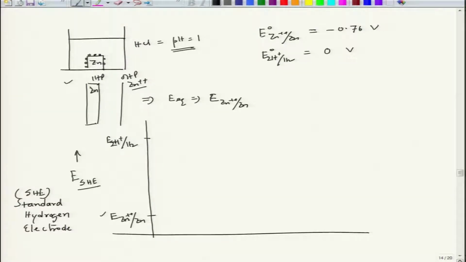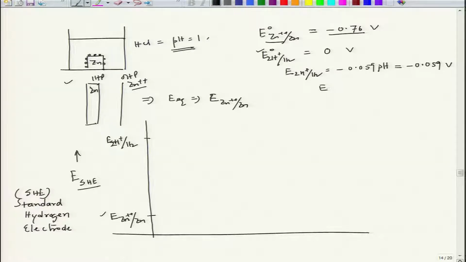But since it is not a standard condition, we have some pH 1. So, in this case the potential will not be the same as this; it would be minus 0.059 pH, which is 0.059 volt. And in this case we are not maintaining zinc ion concentration to be 1, rather it is much lower than that. So, this potential value will further go down.